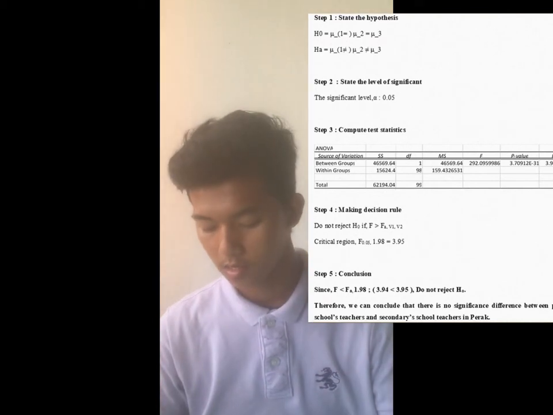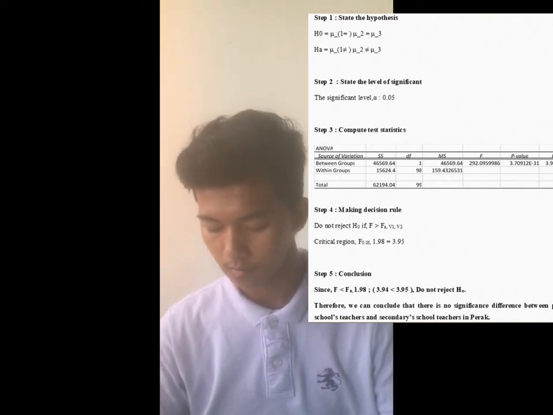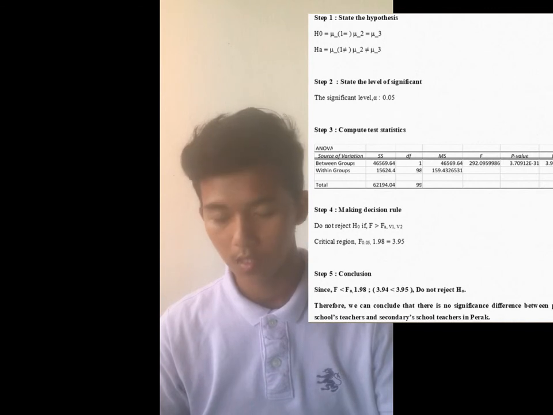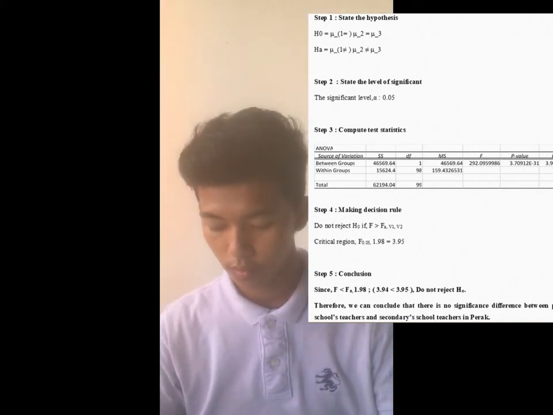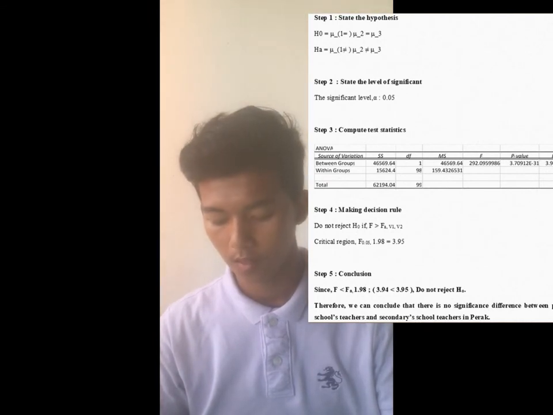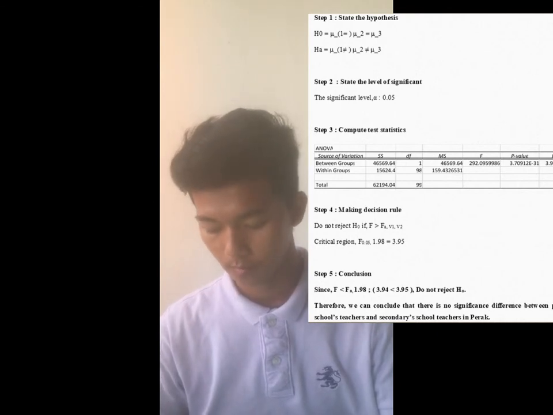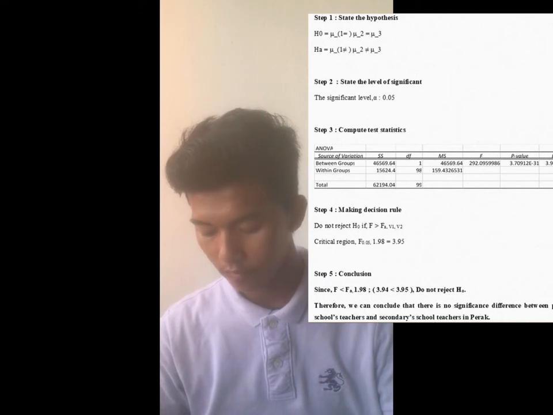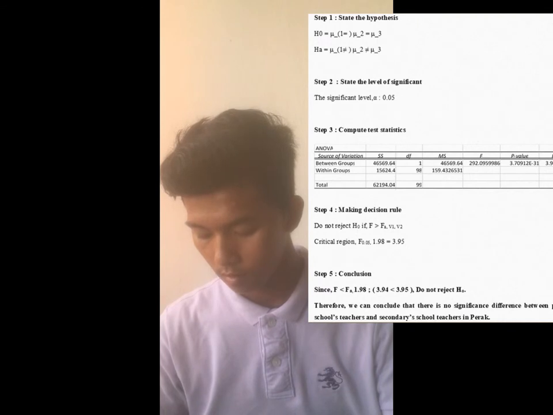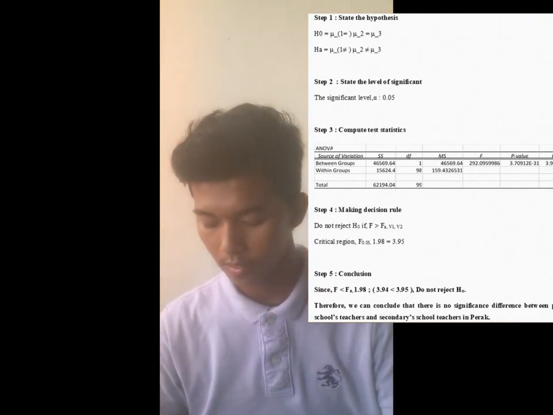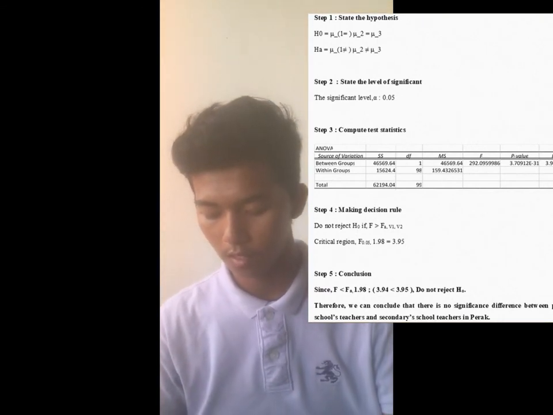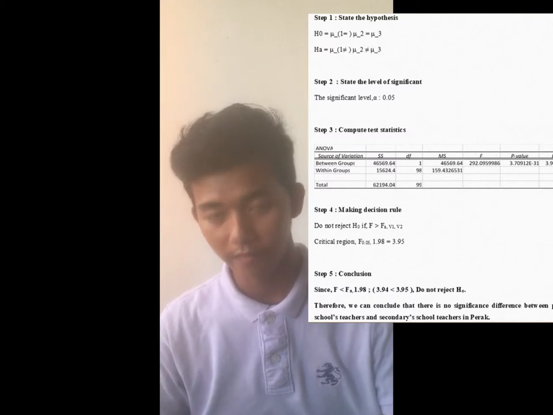Step 4 is making the decision rule. For this, we do not reject H0 if F is greater than F alpha. For the critical region, F 0.05 is 1.98 equal to 3.95. Step 5 is the conclusion.